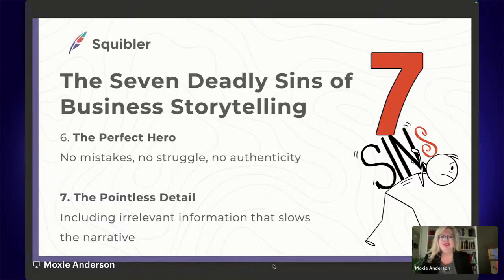And then the seventh one is where you edit mercilessly. You want to avoid pointless details. You want to exclude irrelevant information. Make sure you don't have things there that are slowing down the narrative.